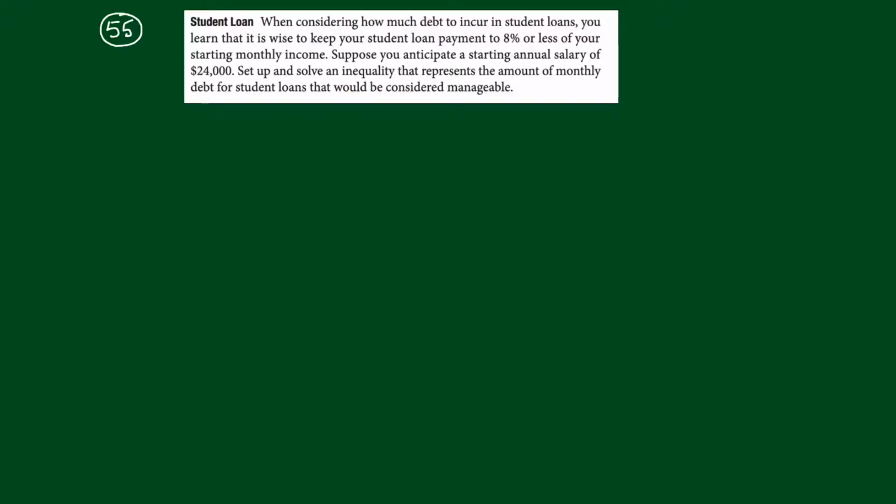Well, it seems like the amount of debt that we want, I'll use D for debt. You can use X if you want. The amount of debt we want has to be, what does it say here? 8% or less. Okay, I think I'm going to read that as less than or equal to 8%. Okay, 8% of what? Starting monthly income. Okay, so I wrote it in English, which I often do because it gives me a chance to think about what I'm doing here.